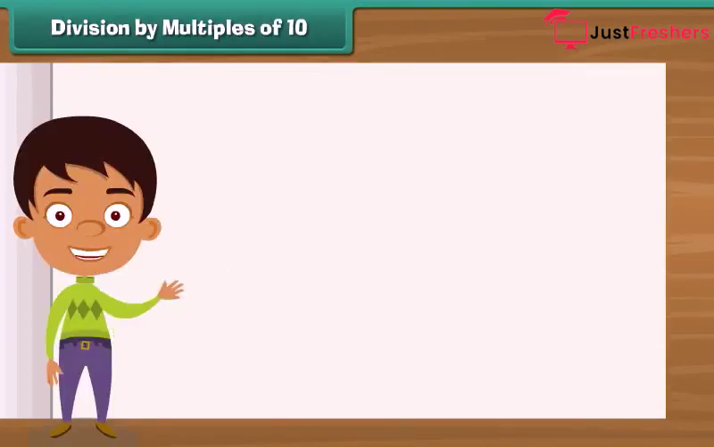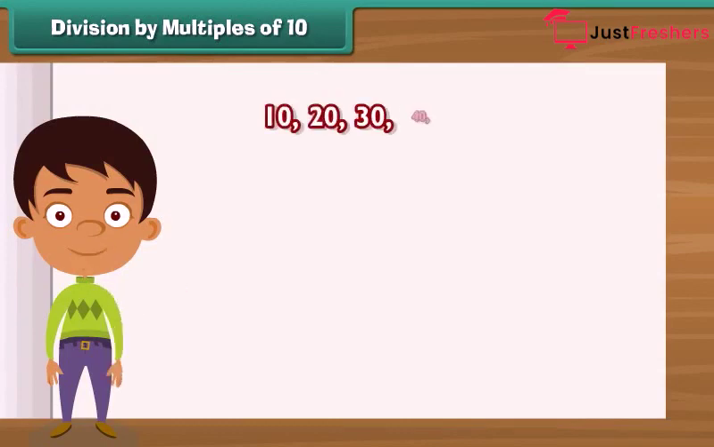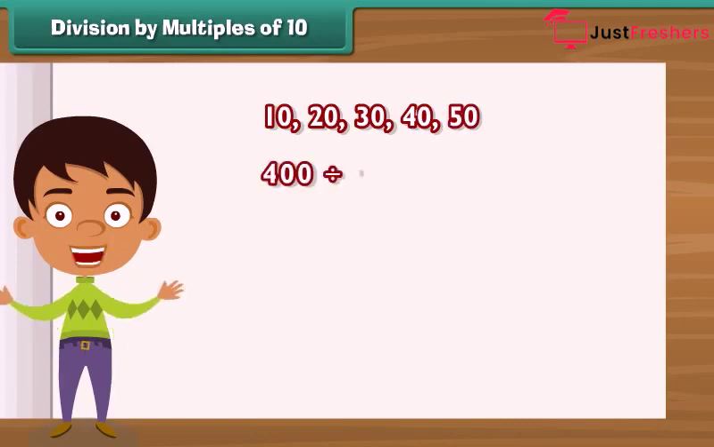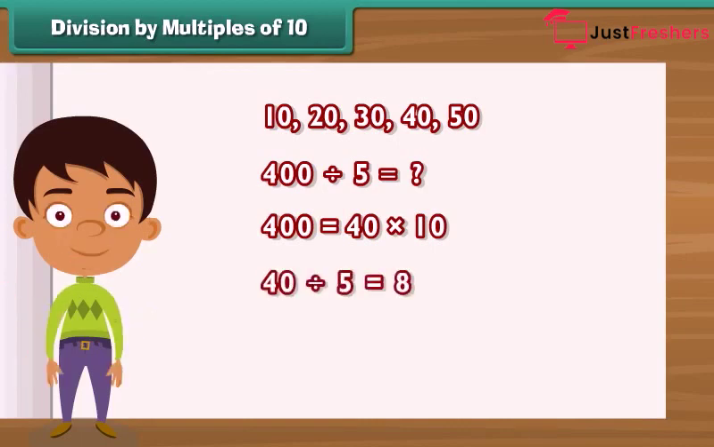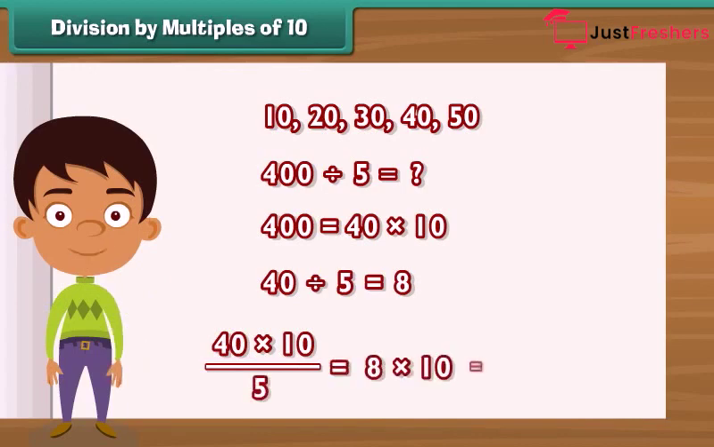Division by multiples of 10. The numbers that end with 0 such as 10, 20, 30, 40, 50, etc. are multiples of 10. Let us divide 400 by 5. 400 can also be written as 40 into 10. We know 40 divided by 5 is 8. So, 40 into 10 divided by 5 is 8 into 10 or 80.